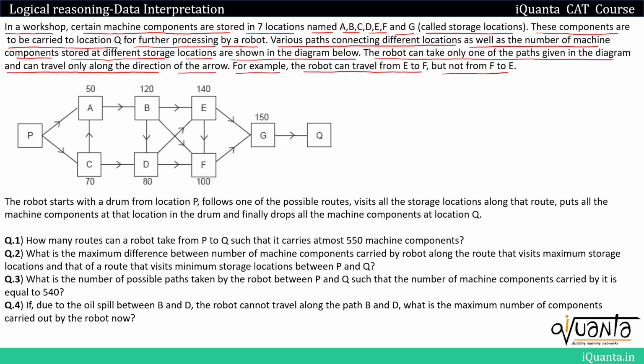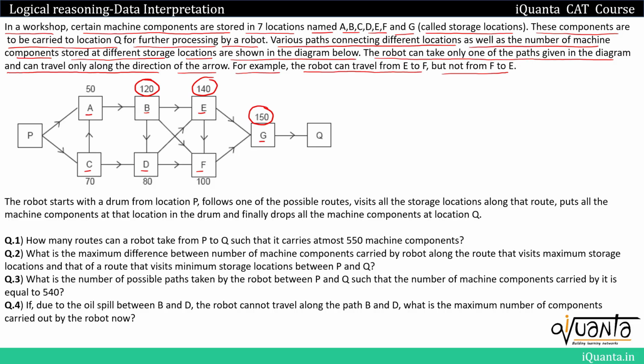So these are the 7 storage locations that we have been given: A, B, C, D, E, F, G. These are the different 7 storage locations, and these 150, 140, 120, all these are the number of components stored at these locations.